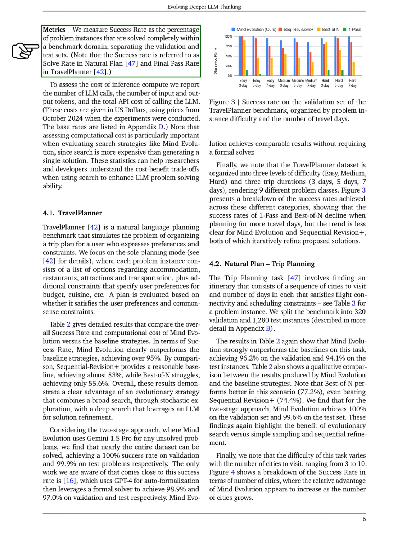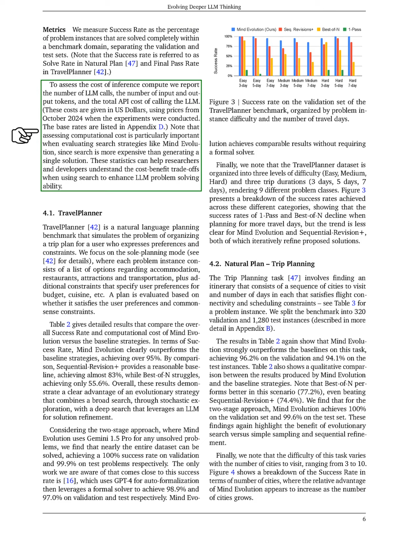We measure the success rate, which indicates the percentage of problems solved completely, separating validation and test sets. We also track the computational costs, including the number of model calls, tokens used, and total API costs, based on October 2024 pricing. Understanding these costs is crucial for evaluating search strategies like mind evolution, as searching is generally more expensive than generating a single solution.